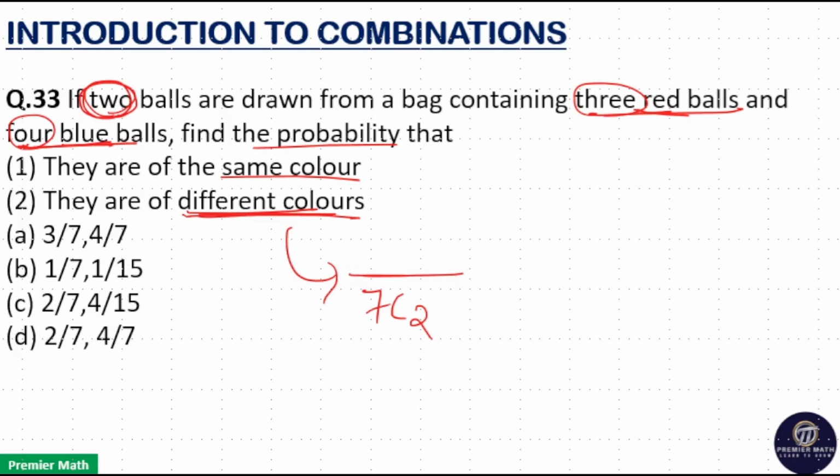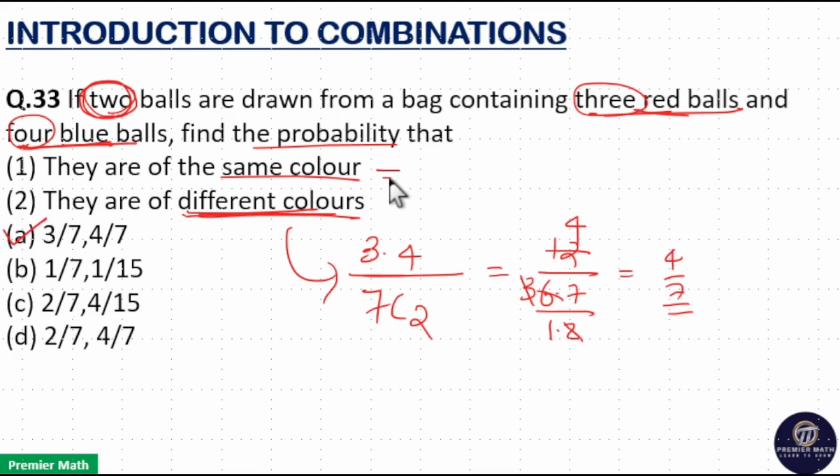That is, you can directly write 3 into 4 as favorable outcome. Now this is equal to 12 divided by 7c2, means 5 cancel, remaining 6 into 7 divided by 2 factorial. 2 goes 3 times in 6, 3 goes 4 times in 12. So 4 by 7. So option A is your answer. That is, probability of getting them of the same color means 1 minus probability of getting different colors. That is 1 minus 4 by 7 is equal to 3 by 7.